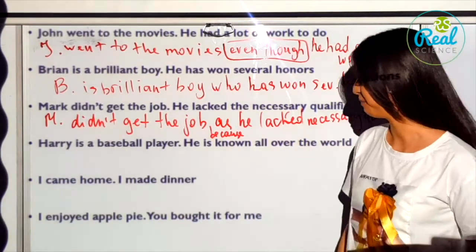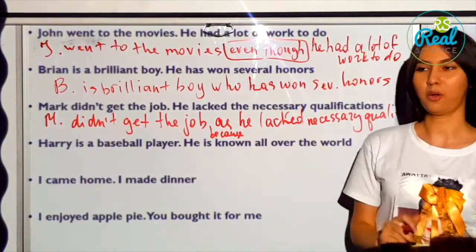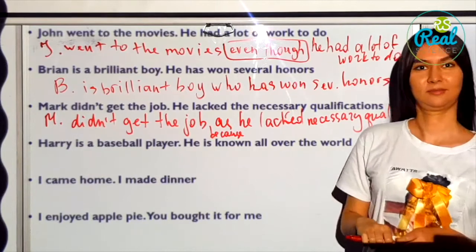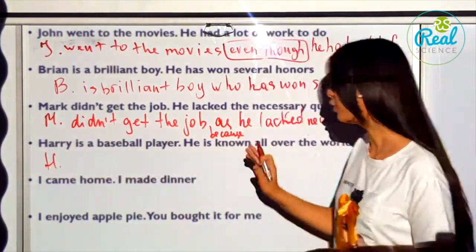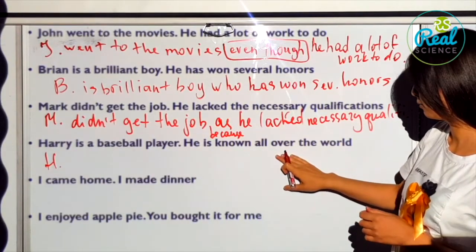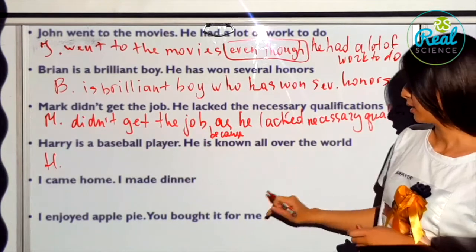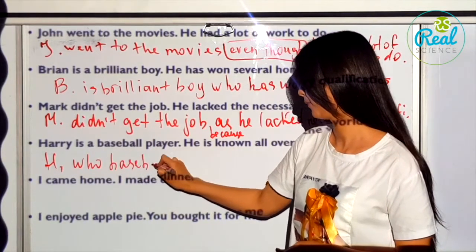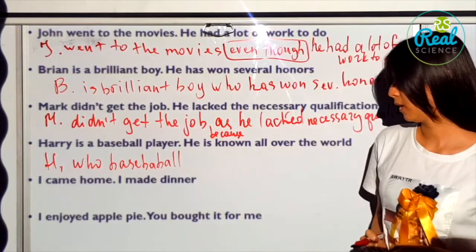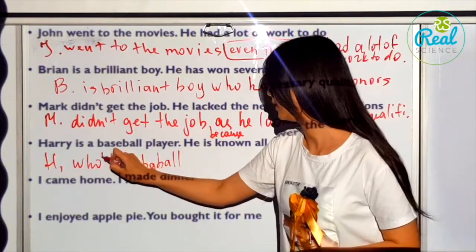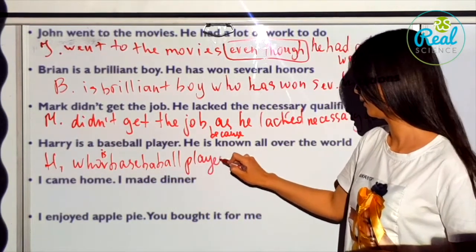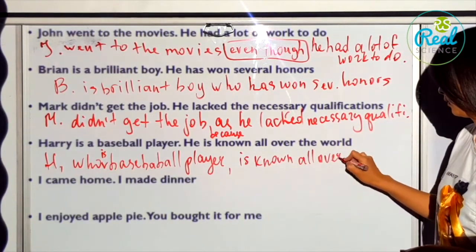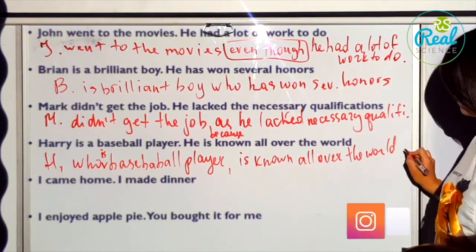So, good job. Next one. Harry is a baseball player. He's known all over the world. So how do we make this? Harry, who is known all over the world. Instead of he. Yes, you can say it like this. Or you can say Harry, who is a baseball player, is known all over the world. Now it's correct. So good.